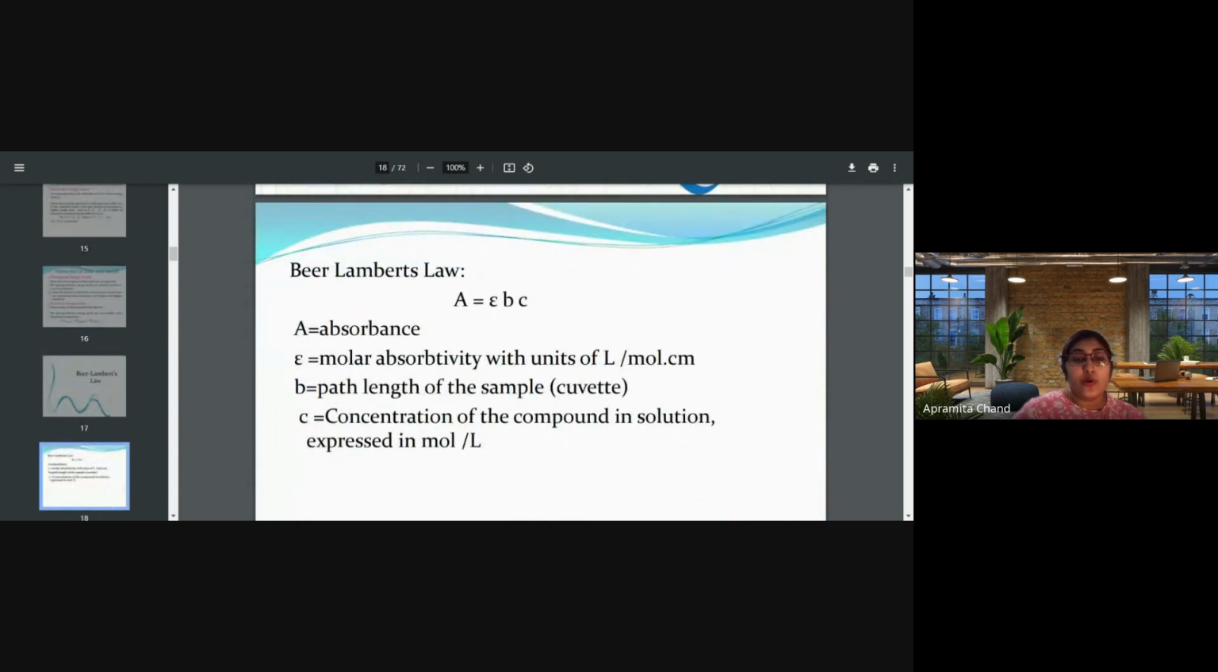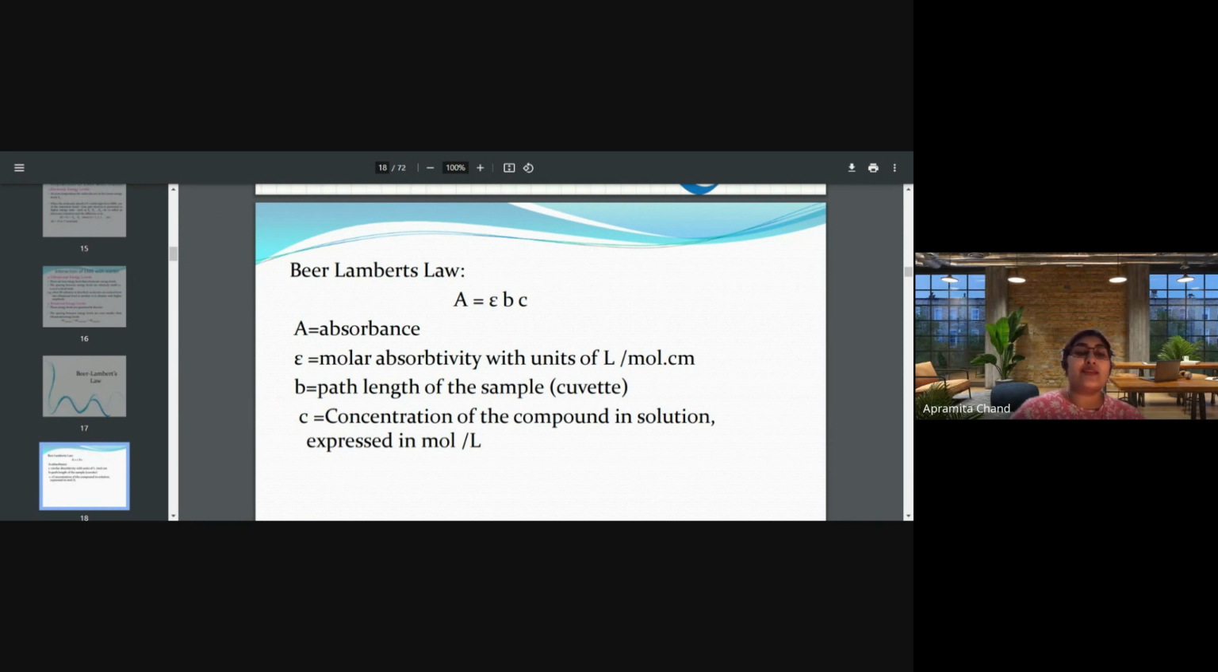So we already know that Beer-Lambert's law is A is equal to epsilon BC. Here it is written BC. In many other books, if you refer, it will be epsilon lC. Path length, you can give anything. Here they've given B, but you can also write it as L, small l.